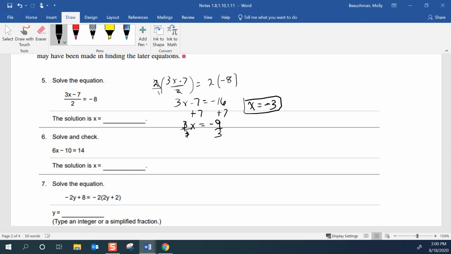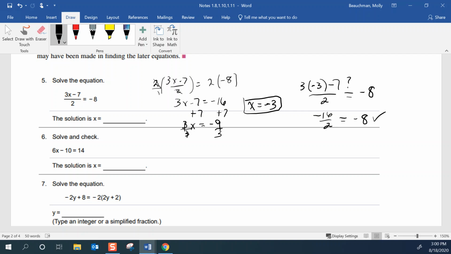So remember to always check. Let's see if it works. In the original equation, 3 times -3 minus 7, divided by 2, what we want to know is, does that equal -8? So 3 times -3 is -9, plus -7 is -16, divided by 2. Does that equal -8? Yes. So I'm confident that my solution is correct.